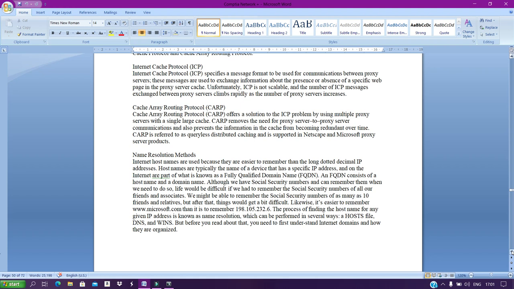Internet Cache Protocol (ICP). Internet Cache Protocol specifies a message format to be used for communications between proxy servers. These messages are used to exchange information about the presence or absence of a specific web page in a proxy server cache. Unfortunately, ICP is not scalable, and the number of ICP messages exchanged between proxy servers climbs rapidly as the number of proxy servers increases.